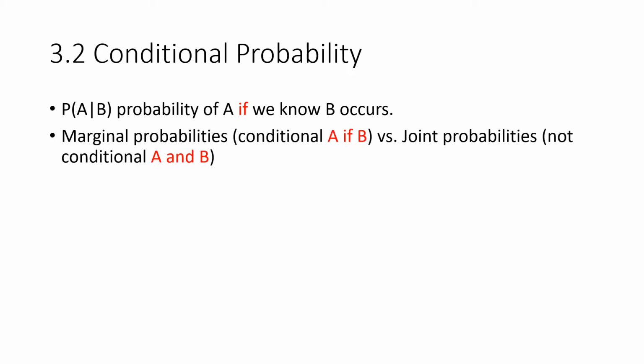We'll distinguish between marginal probabilities and joint probabilities. Marginal probabilities are the same as conditional probabilities, the probability that A will happen if we know that B has occurred, versus joint probabilities, which are not conditional and are just looking at the probability that A and B will occur together without knowing for certain whether either of those occur. We'll also look at tree diagrams, which are a useful tool for calculating probabilities. And we'll see something called Bayes' theorem in this section.